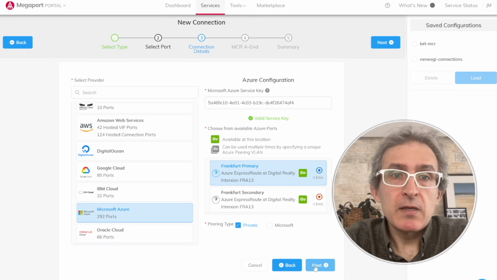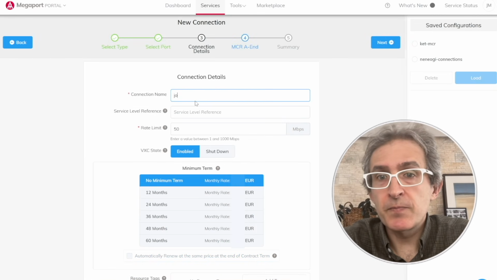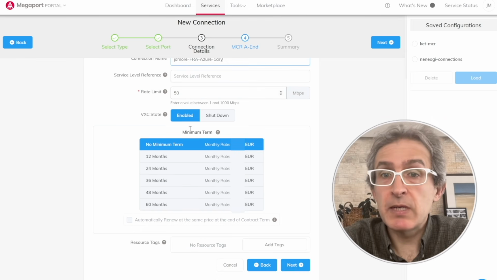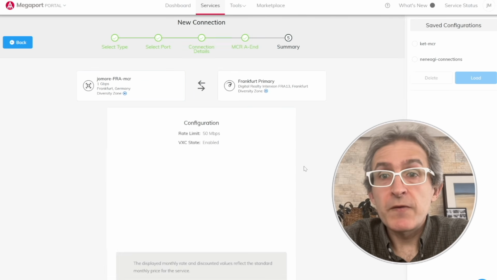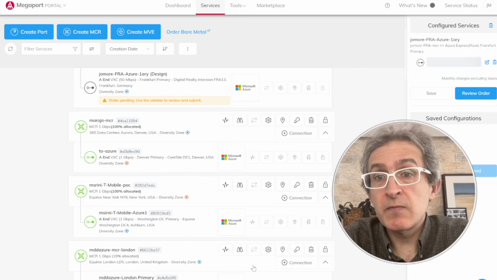This is essentially centric to Megaport's billing, where you can either have no minimum term and have a pay-as-you-go, or you can reserve some capacity and then have a discount on the final price. Then we configure this was the primary, and then we do exactly the same for the secondary.